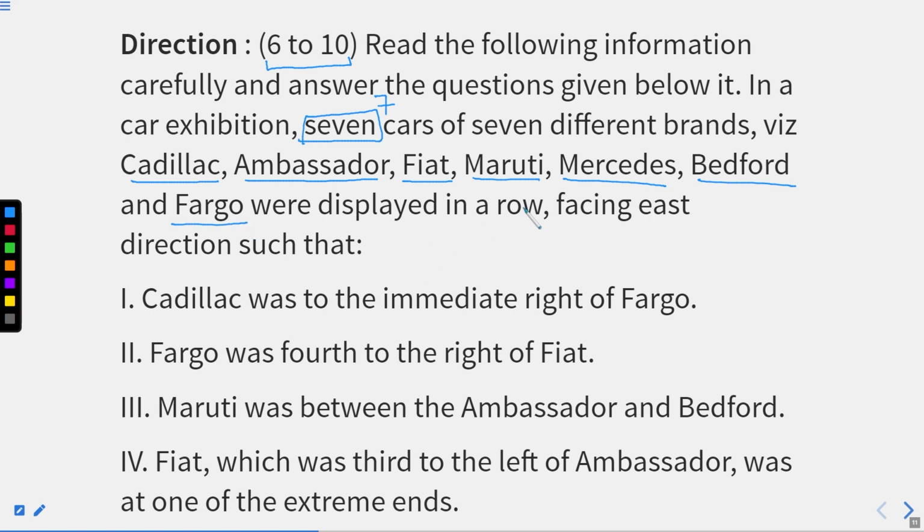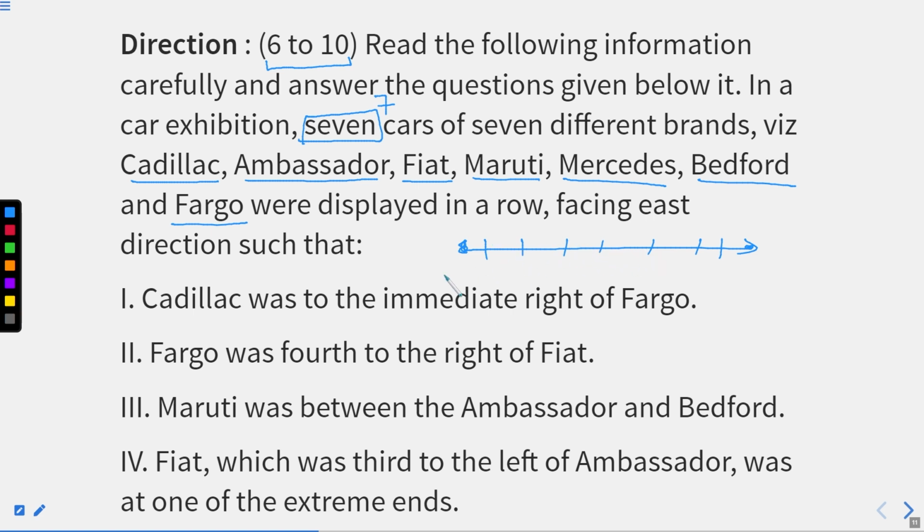Now you are aware that all 7 brands were displayed in a row. They are not placed in a circular or a rectangular manner. They are placed in a straight line in a row, right? In this manner. Now if I say the first car is here and the last car is here, all 5 are in between them only. So we are going to have a figure like this. Now we need to find which car is placed at which position.